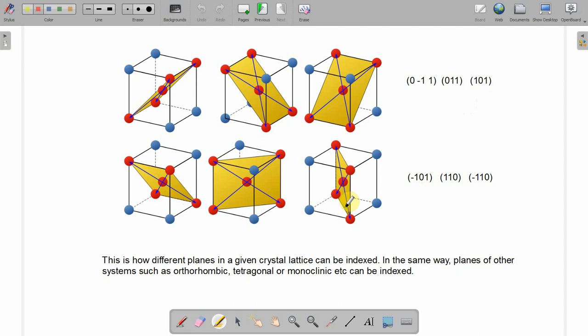Therefore, the different set of planes can be identified following this way. So, this is how different planes in a given crystal lattice can be indexed. In the same way, planes of other systems such as orthorhombic, tetragonal or monoclinic etc. can be easily indexed using Miller indexing.